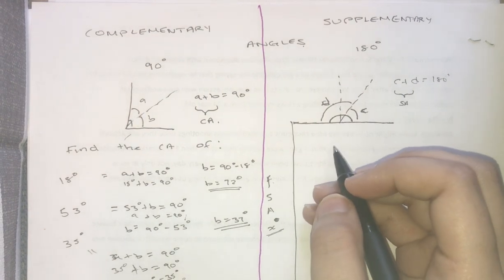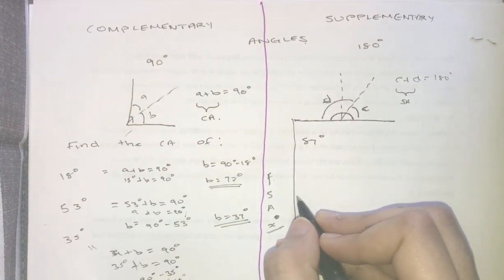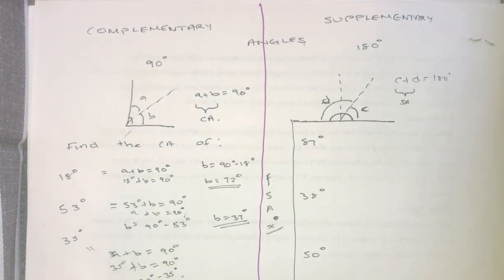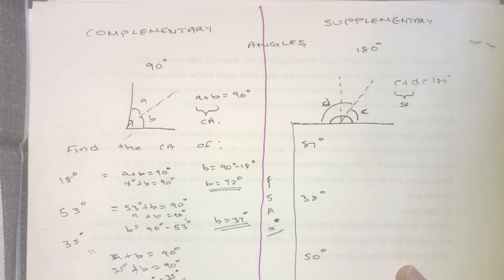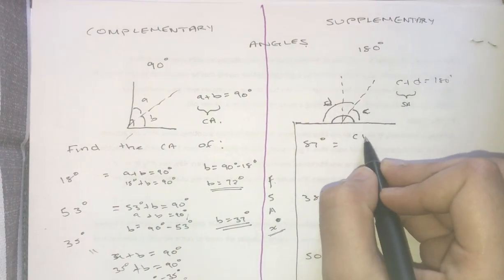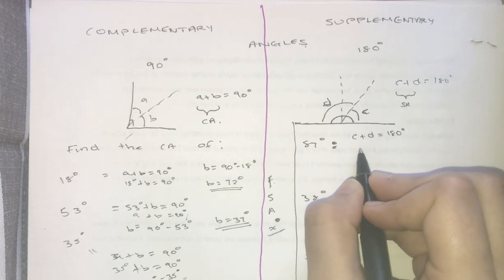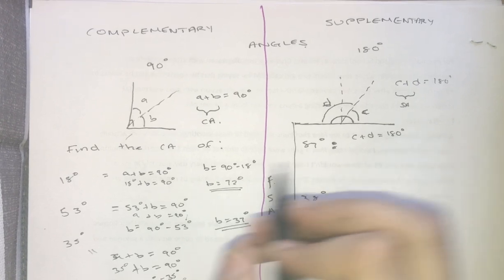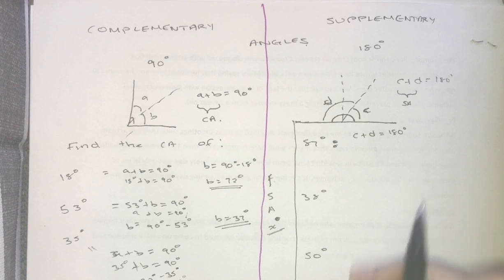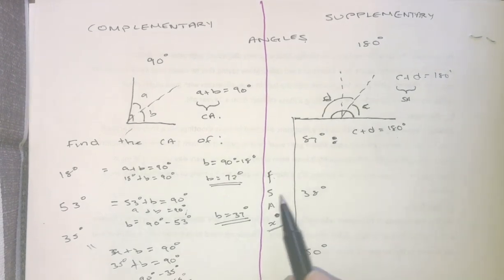So our first example is 87 degrees, 38 degrees, and 50 degrees. Okay, so let's begin. Use the formula. C plus D is equal to 180 degrees. Supplementary angles add up to 180 degrees. Complementary angles add up to 90 degrees. Supplementary angles add up to 180 degrees. Is that okay? And then substitute.